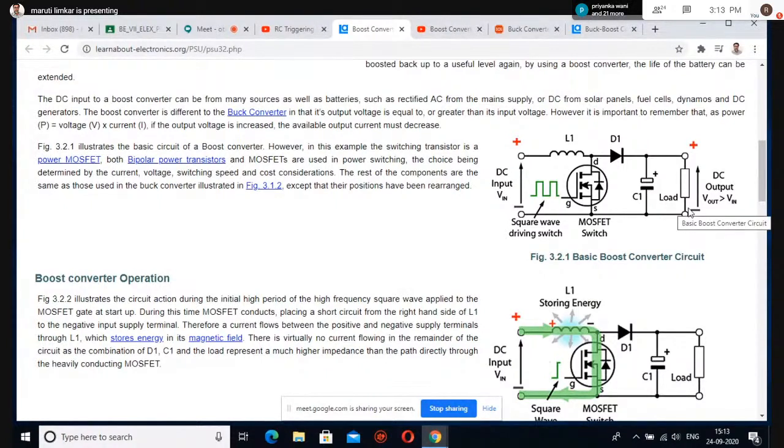In this fashion, you will get the output voltage. The average output voltage is more than the supply voltage VDC. So that's why it is called a step-up chopper. If the output voltage is greater than the input voltage, it acts as a step-up chopper.